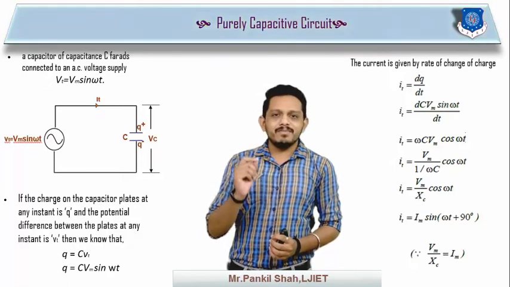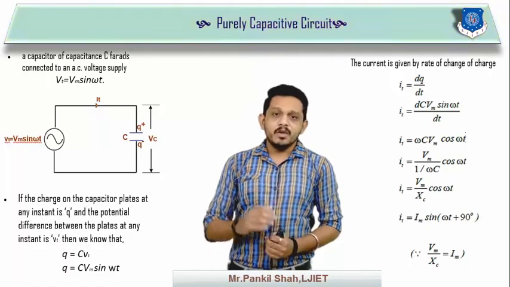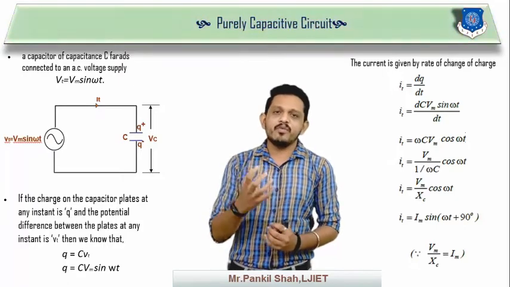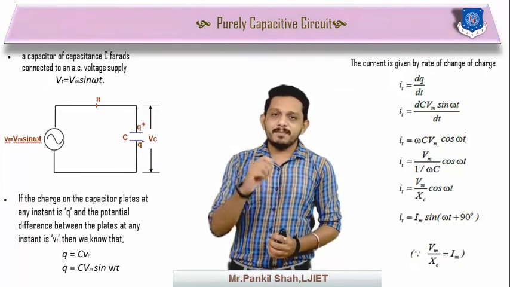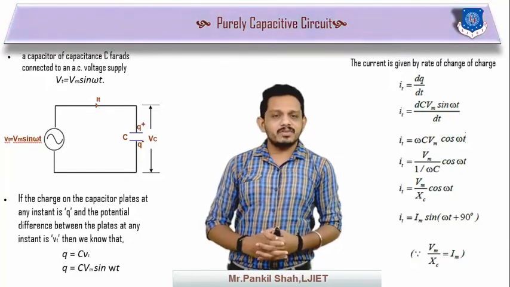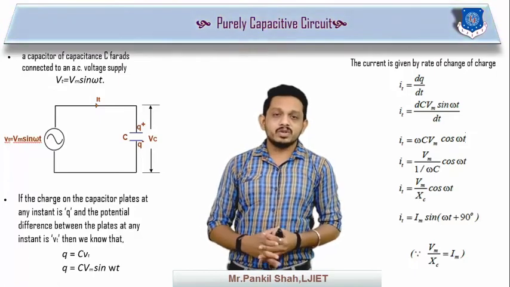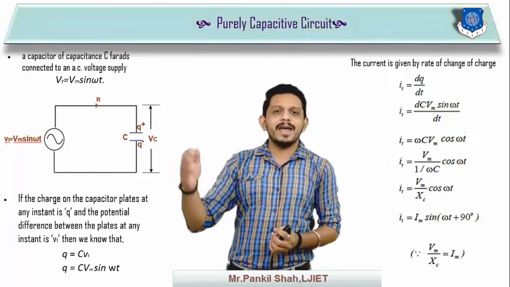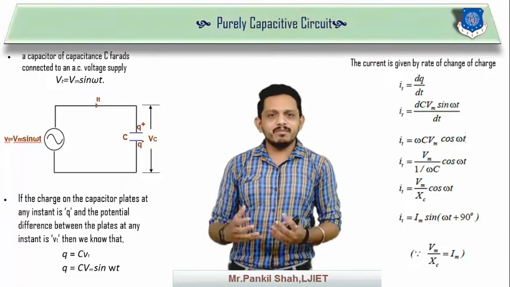Our aim is to find the equation of current, the phase angle between voltage and current, to draw the waveform, to draw the phasor diagram, and to find the power consumed by this circuit. We have seen that in a pure inductive circuit there is no consumption of power because the resistance is neglected. In one cycle the inductor consumes power and in another cycle it gives power back to the source, so there is no consumption of power. Now we need to find the same for this circuit.